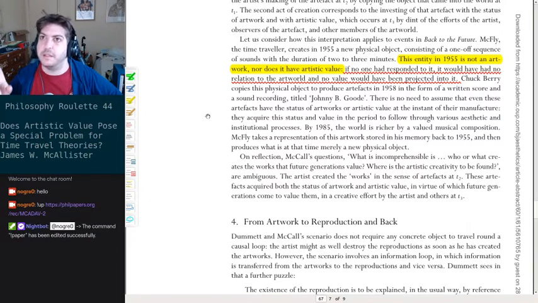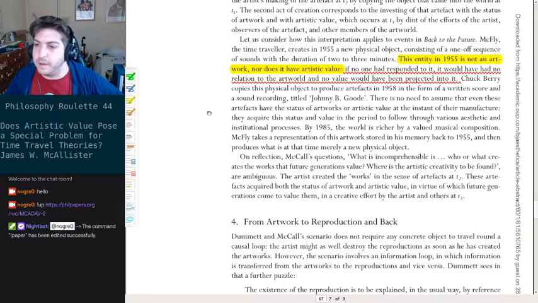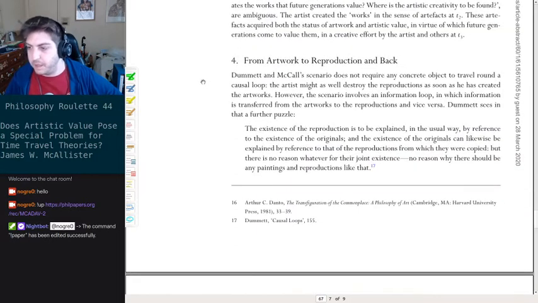I think that what I'm complaining about is a problem for the theory, not for the position being put forward here in this paper. So, according to the institutional and projection view, this paper is going to solve the time travel loop. I think the argument here is pretty good. The argumentation, there's no problem with it, but it does sort of rest on ambiguity here, what it means to have artistic value, especially when someone had responded to it. Okay, continuing. From artwork to reproduction and back.